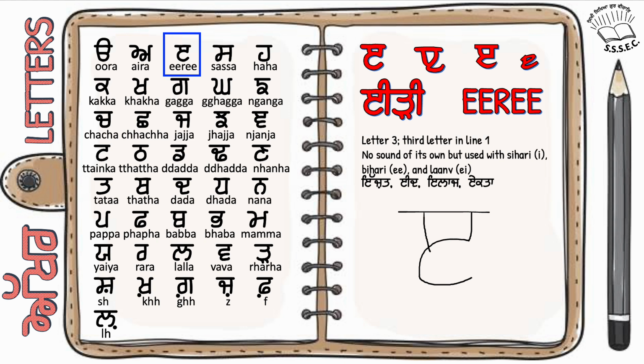And a couple of words that begin with this letter are Izzat. Izzat means respect. Eid. Eid is a Muslim festival. Ilaj. Ilaj is treatment or cure. And Ekta. Ekta means unity.